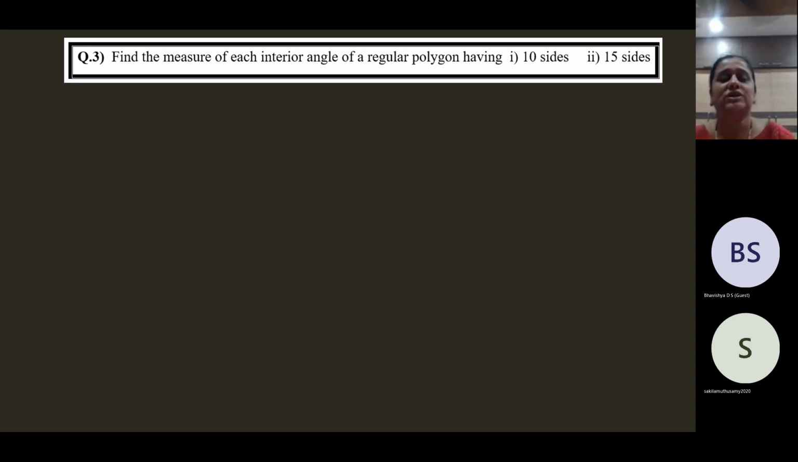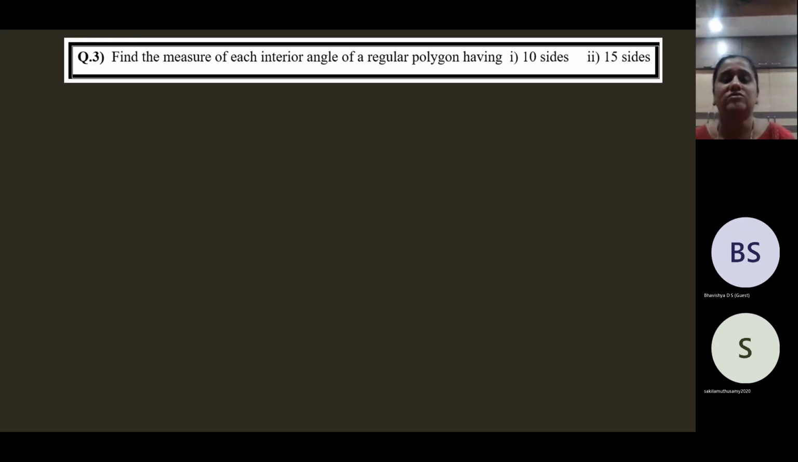Find the measure of each interior angle of a regular polygon having 10 sides, 15 sides. What's the formula, children? n minus 2 into 180 degrees. What is n minus 2 into 180? It is the sum of all the interior angles of a polygon.